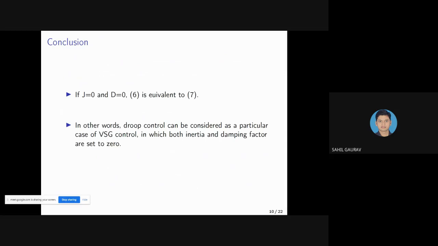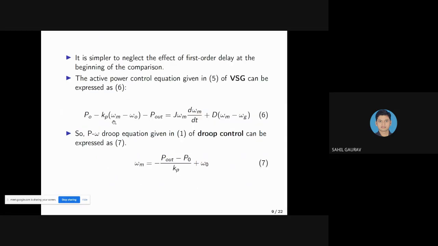If we put J equal to 0 and D equal to 0 in equation number 6, that is, angular moment of inertia J equal to 0 and damping factor D equal to 0, then equation 6 becomes similar to equation 7. So what can we say from this?